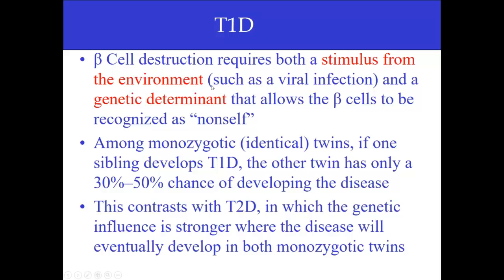Why is there a genetic determinant? Because they found that in monozygotic or identical twins, if one of the twins develops type 1 diabetes, the other twin will have a 30 to 50% chance of developing the disease. If we compare this with type 2 diabetes, which we will talk about later, we will see that the genetic influence is much stronger in type 2 diabetes, because in monozygotic twins, if one has type 2 diabetes, the second will eventually have type 2 diabetes.